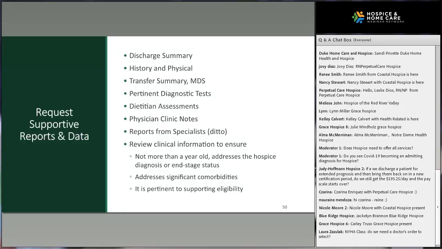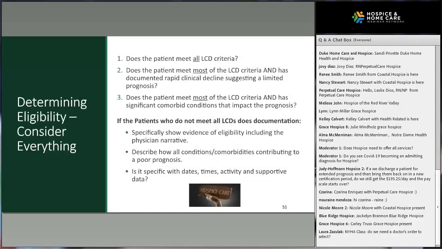So they, as in Medicare and the TPE, so you do not want to just throw everything in the kitchen sink in there. You want to make that story be pertinent. Now, has the patient met all the LCD criteria? Does the patient meet most of that LCD criteria and has documented rapid clinical decline, which is suggesting a limited prognosis? And does the patient meet most of the LCD criteria and have significant comorbidity conditions to impact the prognosis? Those are some of the things that you're looking at when you're trying to consider eligibility.